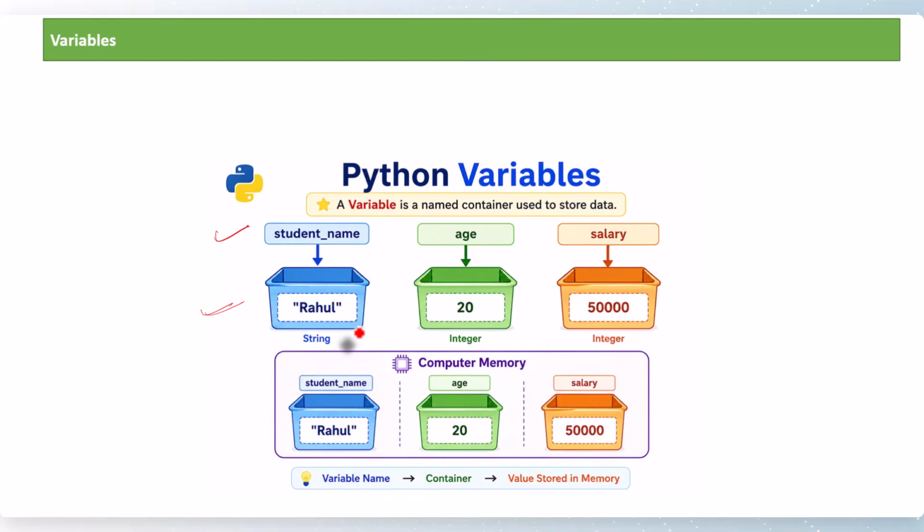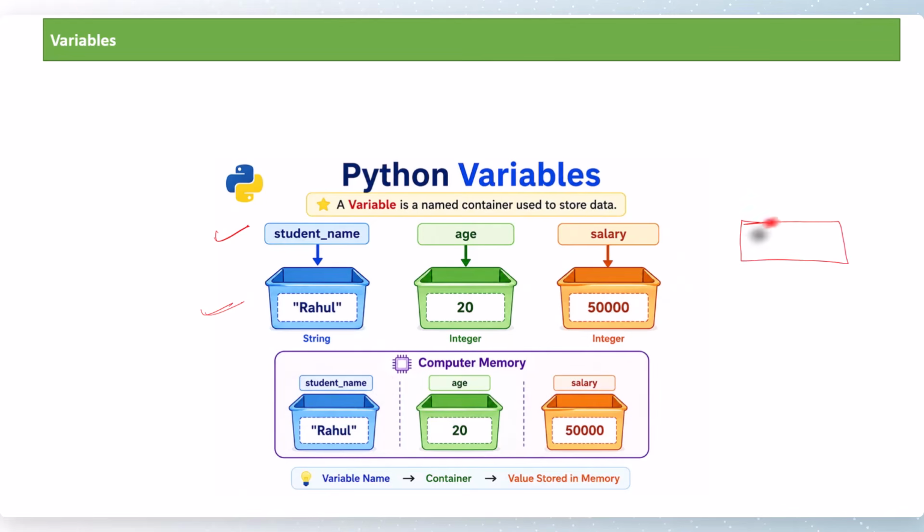Now look at the bottom side of this diagram. All these variables are stored inside the computer's memory. When we write something like this, student name equal to Rahul, Python creates a place in memory, stores the value Rahul, and associates that with the student name variable.